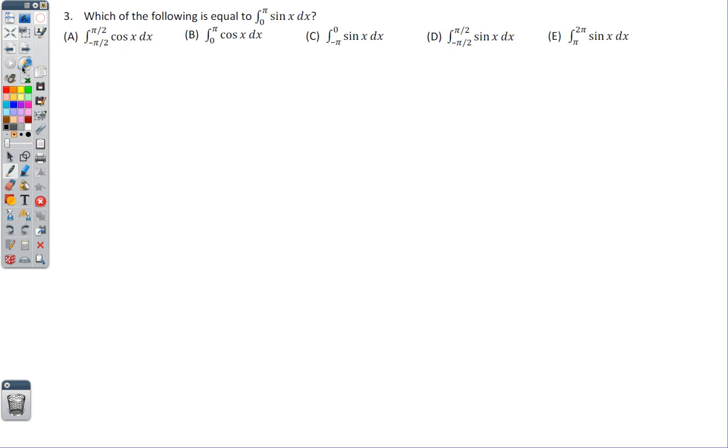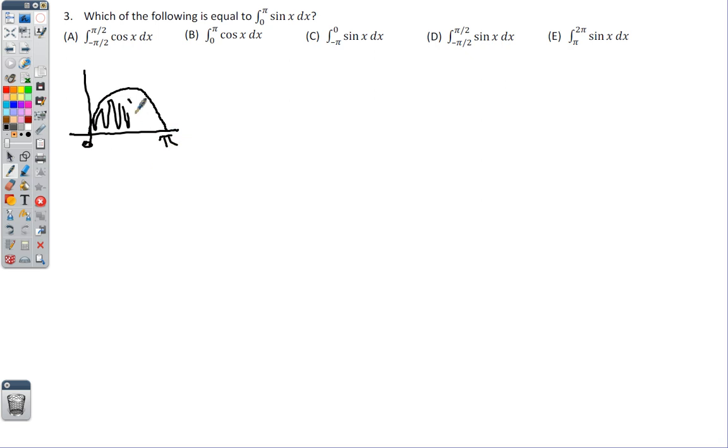Question 3. So now we're on to the multiple choice non-calculator questions. Which of the following is equal to the integral from 0 to pi of sine of x dx? So it might be tempting to actually try and find all these integrals and figure it out, but there's a much easier way. Remember that the integral is equal to the area under the curve. This integral here, if we draw a very rough picture, is equal to this area right here, from 0 to pi. So basically it's equal to one of these bumps here.